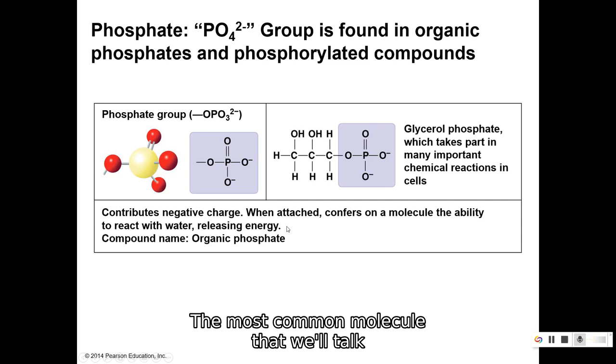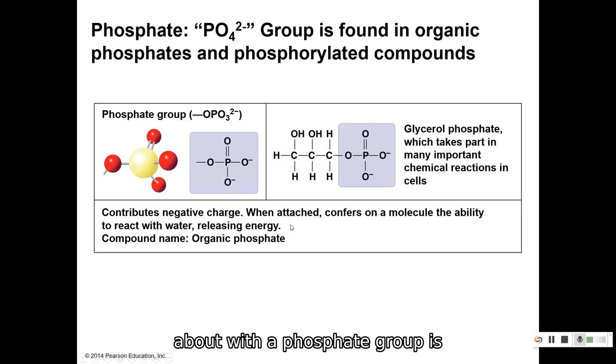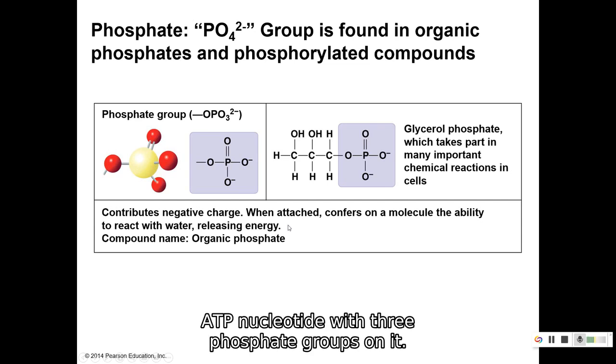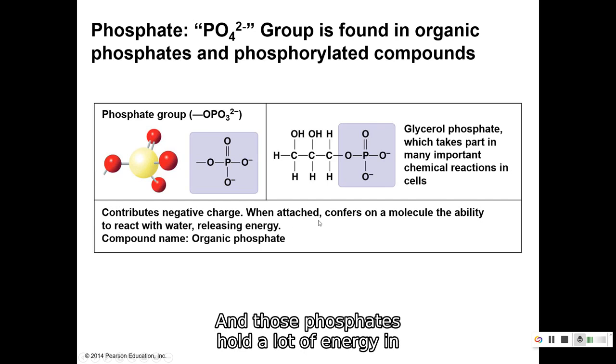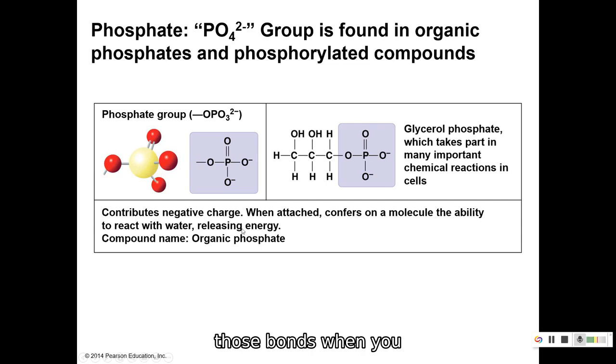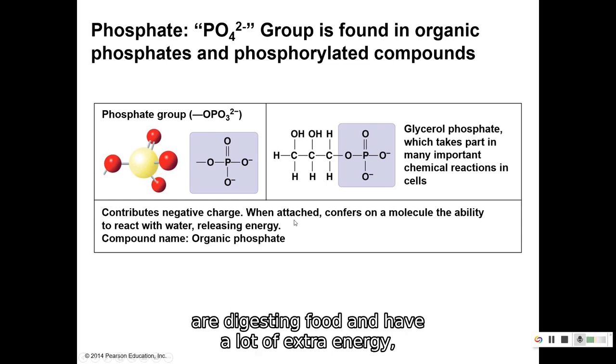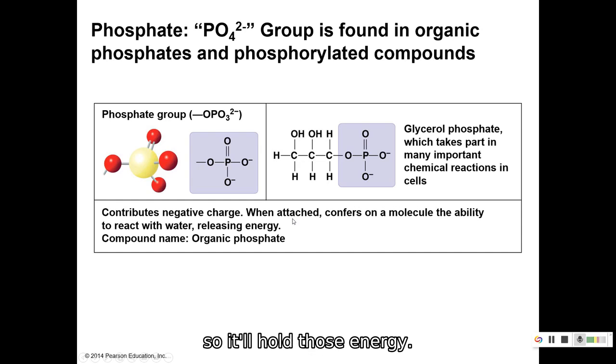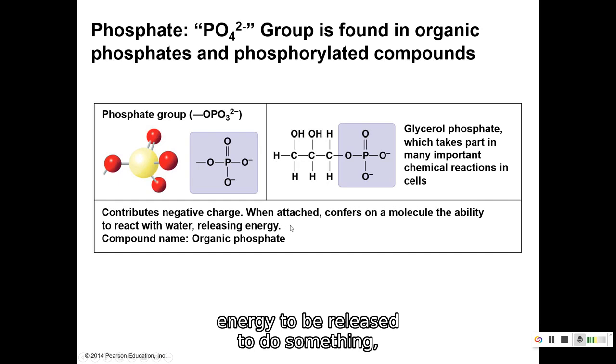The most common molecule that we'll talk about with a phosphate group is ATP, which is a nucleotide with 3 phosphate groups on it. And those phosphates hold a lot of energy in those bonds. When you are digesting food and have a lot of extra energy, it'll hold that energy. And then when you need energy to be released to do something, you can break those bonds and release energy to do the work of your cell.